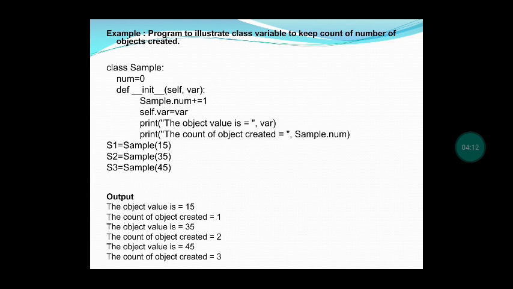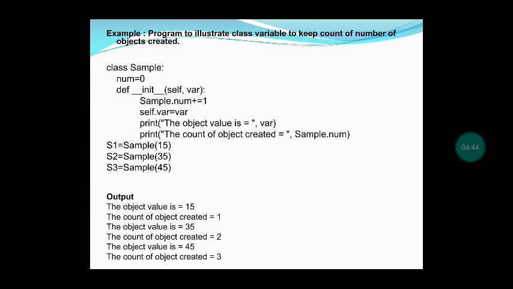So the first object created is the first object, so it is 1. Next it has been incremented plus 1, so 1 plus 1 is 2. The second object is 2, and the third object, 2 plus 1, is 3. So we are getting the output: the object value is 15 for the first object, so 15 is printed. The count of objects created, now how many objects are created? S1 15, only one object is created, so 1 is the output.